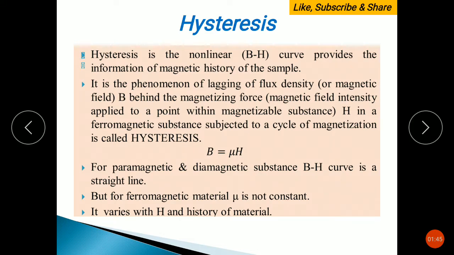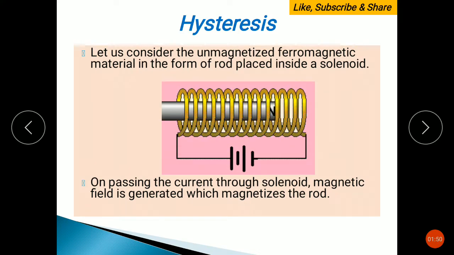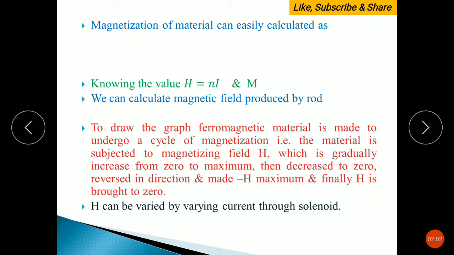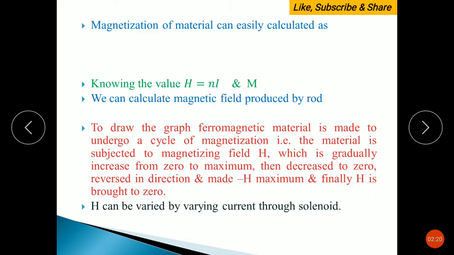So that we study. For the hysteresis loop, we consider an unmagnetized ferromagnetic material in the form of a rod placed inside a solenoid. On passing current through the solenoid, a magnetic field is generated which will magnetize the rod. So this condition we consider and we vary the current. Initially we vary the current from 0 to maximum. When we vary it, the external magnetic field will vary and the magnetic field produced by the rod also varies. That variation we study here.